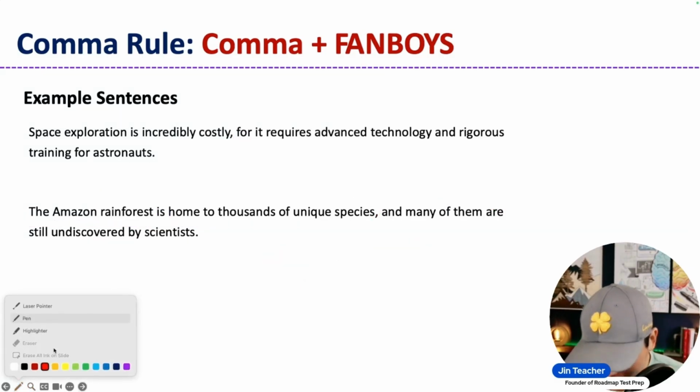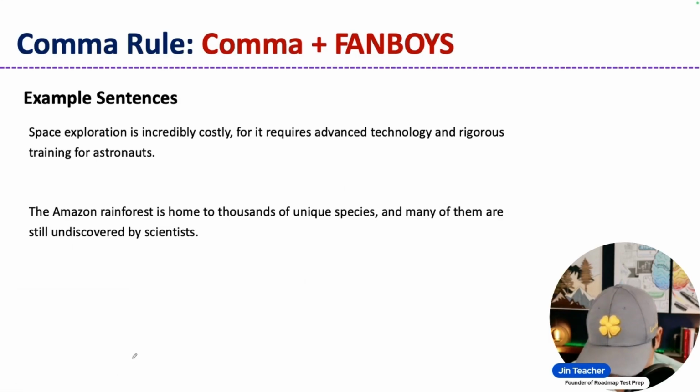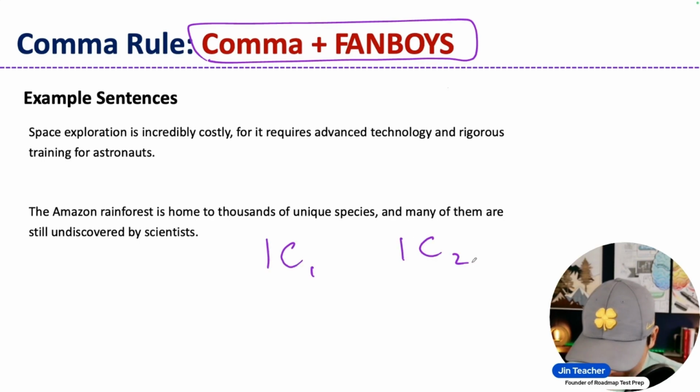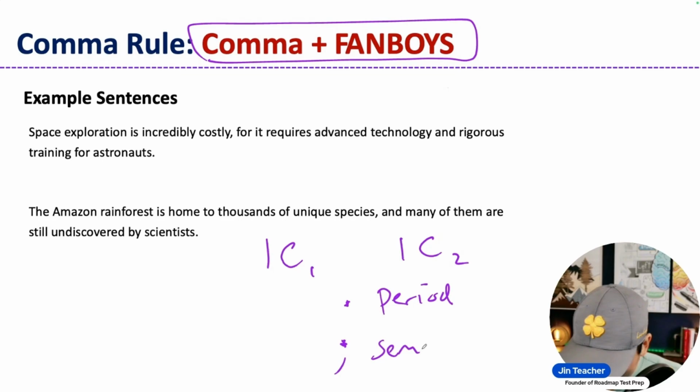Okay, so now we're going to go one step further for you guys. I told you guys this is a master class. You guys are here to master comma rules. So this is where a comma and fanboys word can be used to separate two independent clauses. Well, now we can start to group other punctuation marks as well. So we can use a comma and a fanboys word to separate two independent clauses. We could also use a period to separate two independent clauses. And we can also use a semicolon to separate two independent clauses.